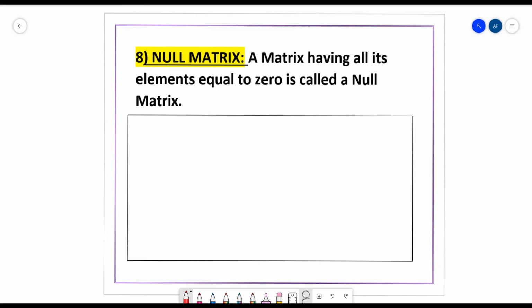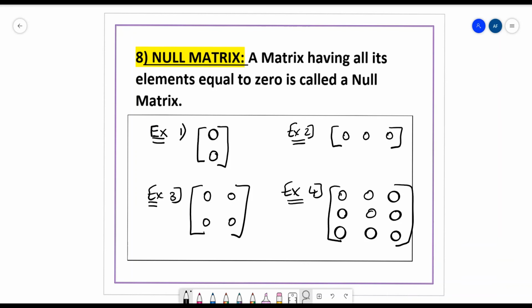The next matrix is the null matrix. I'll read the definition. A matrix having all its elements equal to 0 is called a null matrix. It is very simple. Let us see some examples here. I have taken 4 examples. You can see in each example all the elements are 0. Suppose you take this matrix, all the elements are 0, here also, here also, here also. It's very simple. You take any matrix, if all the elements are 0, then that particular matrix we call a null matrix.